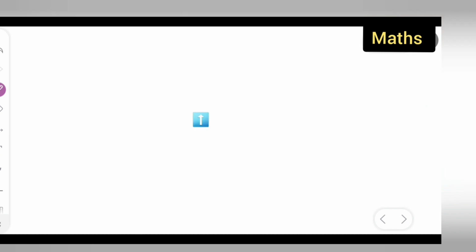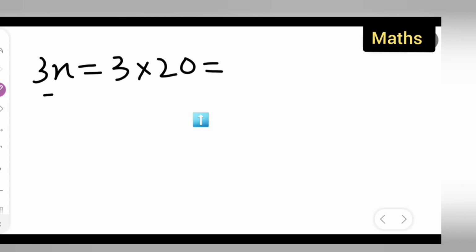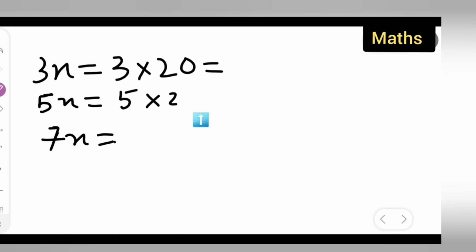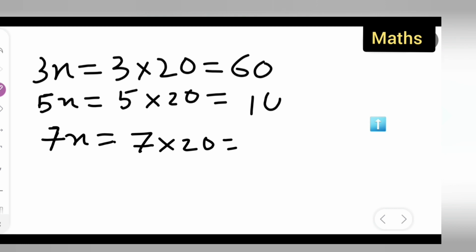Now what you'll have to find is 3x is equal to 3 multiplied by 20, next you'll have to find 5x and then 7x. Same way you'll have to find these values. So 5 multiplied by 20 and next will be 7 multiplied by 20. Now let us see what is 3 multiplied by 20. 3 multiplied by 20 will be what? 60, right? Next it will be 100 and next it will be 140.